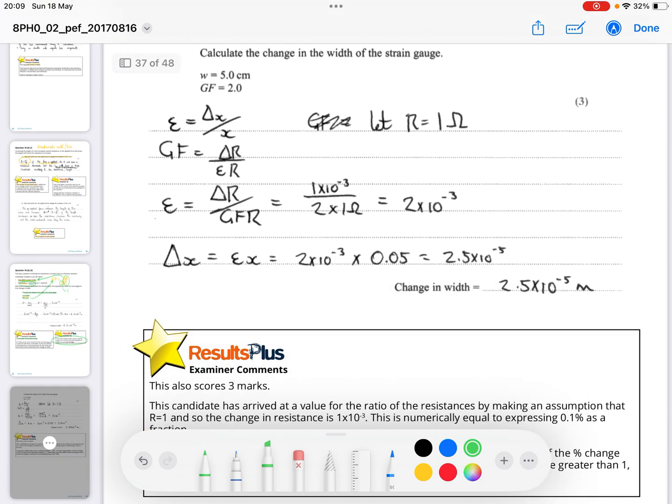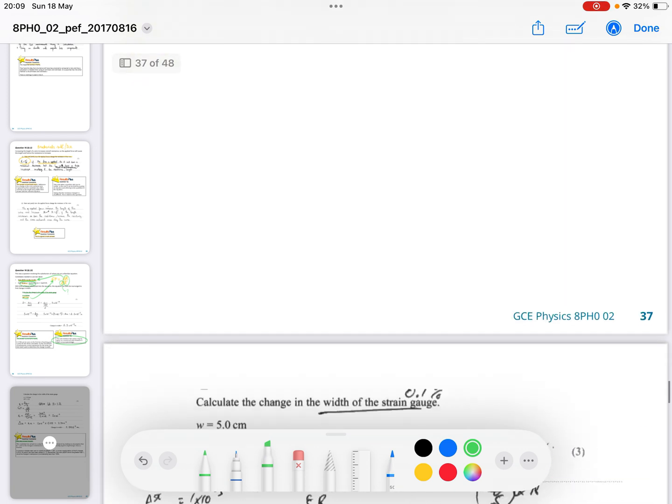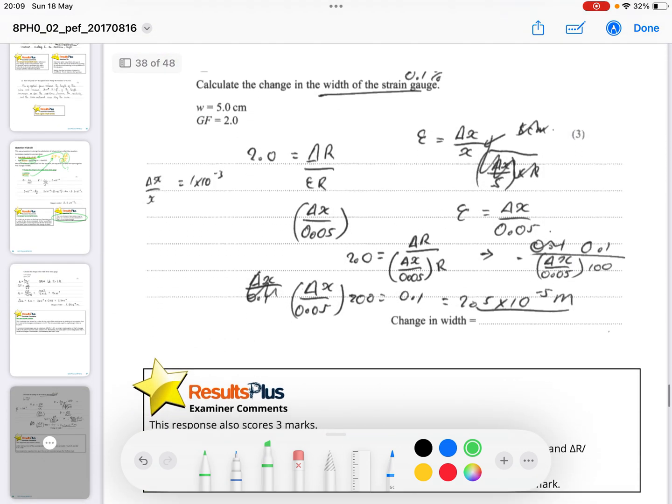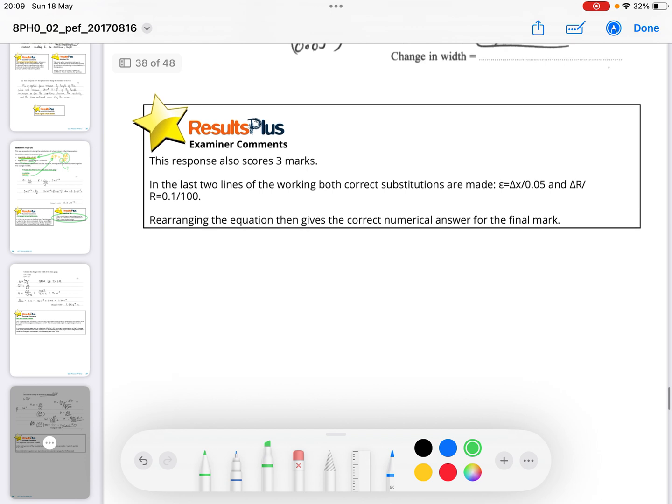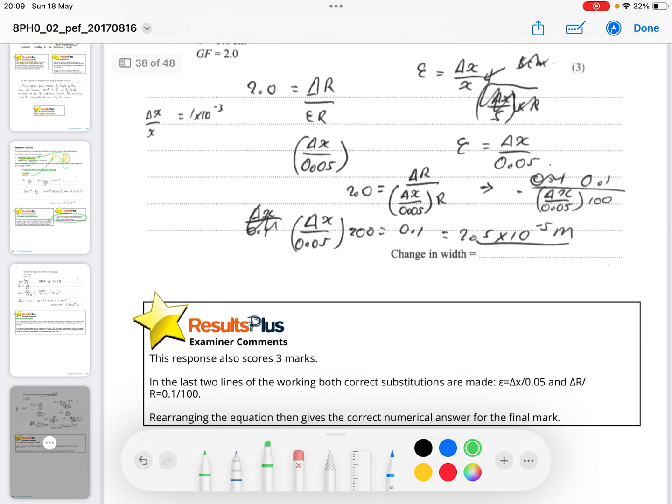Here's another case which also scores 3 marks, okay? Now the mathematical questions, students always have a good go at them. The problem is like the 6 markers where you've got to explain things in clear English. So another one that gets 3 marks.